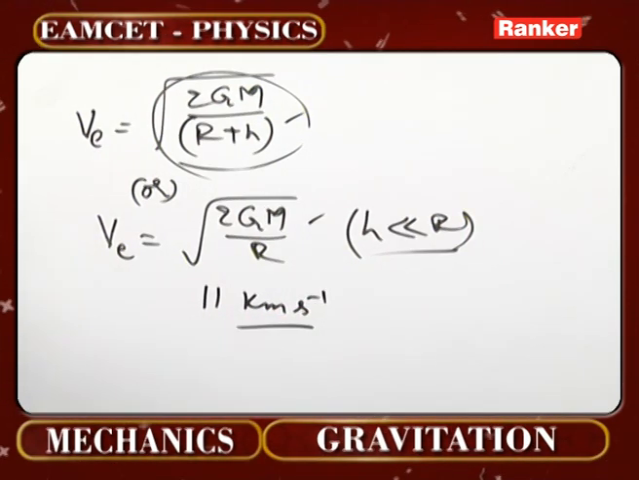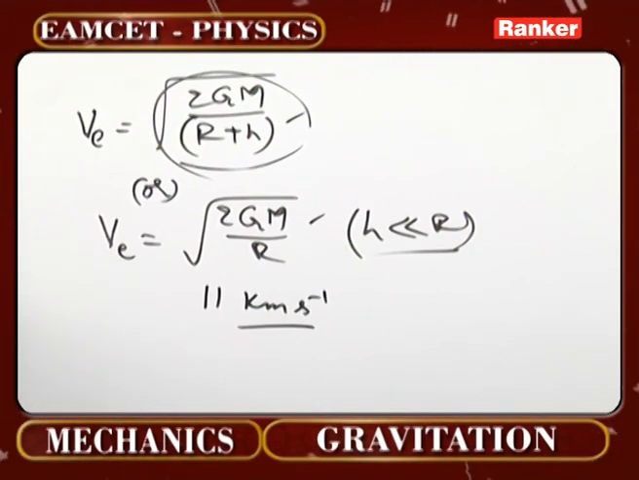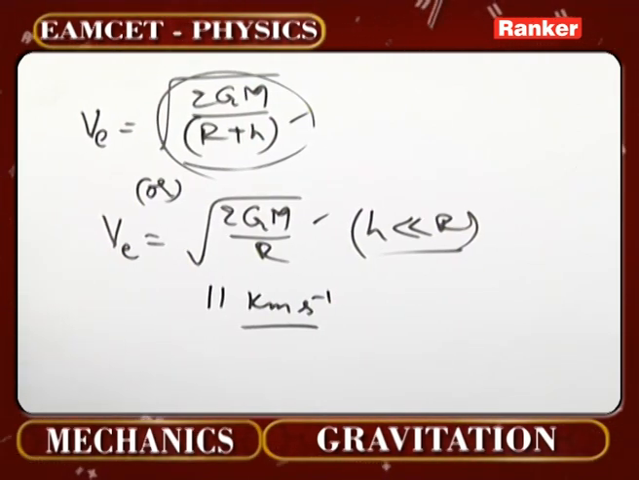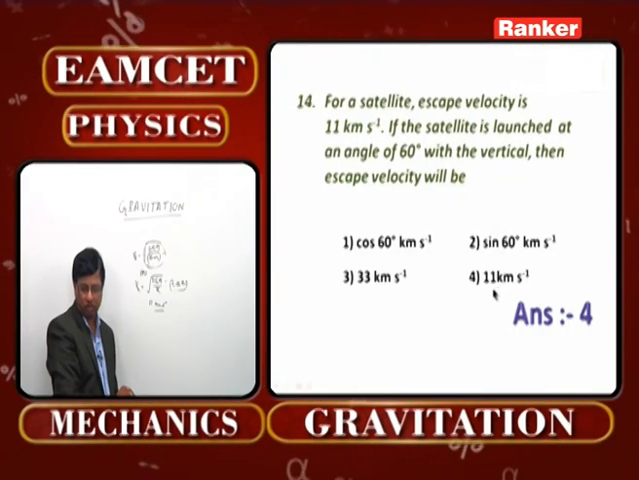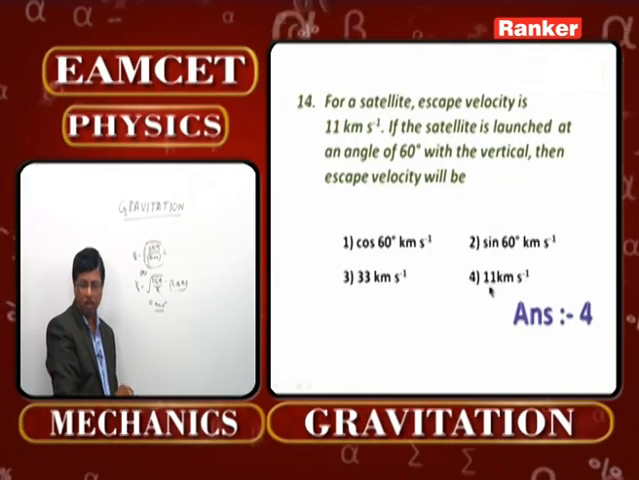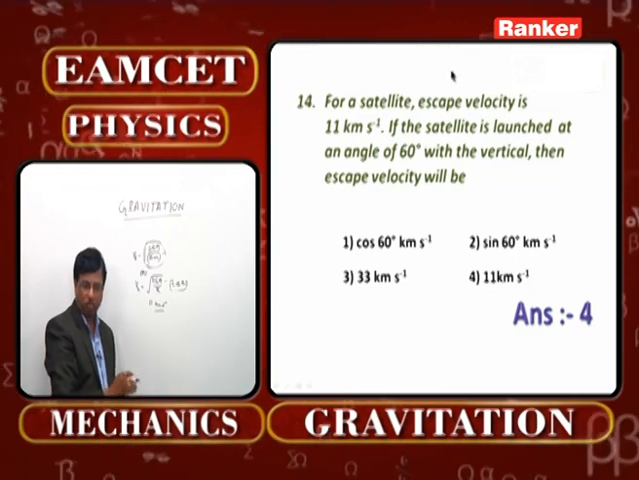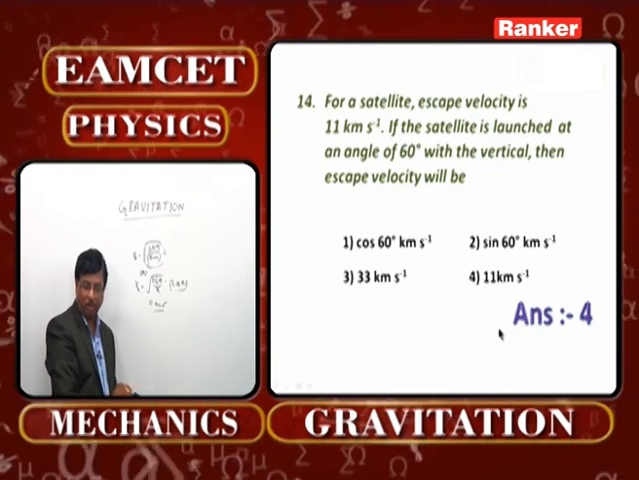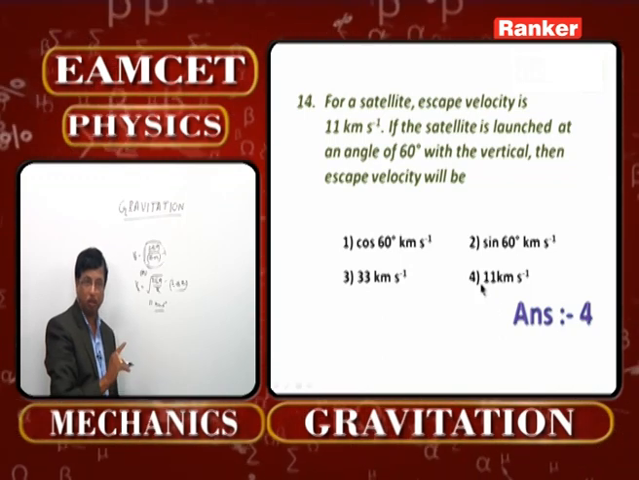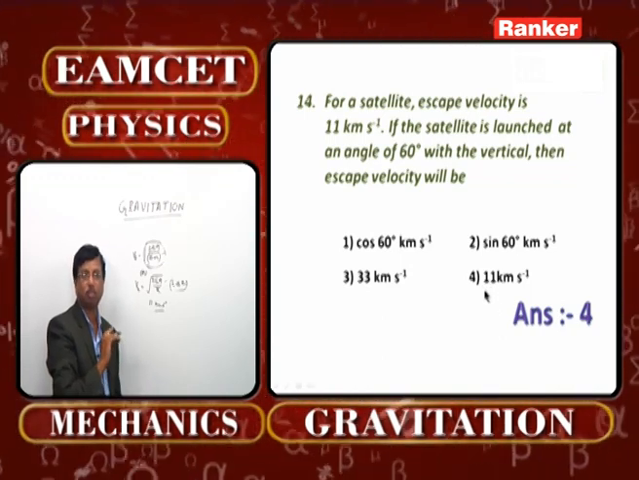Therefore, what will be the escape velocity now again? Again it will be 11 km per second only. So, what is to be understood here? The fourth option is the correct option, and one should remember that escape velocity is independent of the nature of the body, shape of the body, size of the body, mass of the body, and above all the angle of projection of the body.